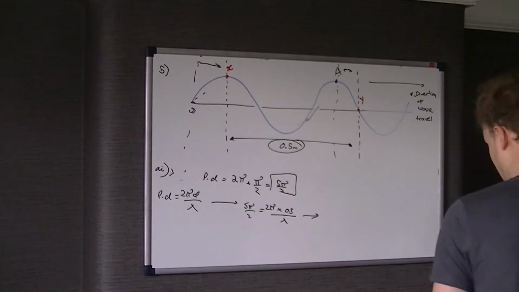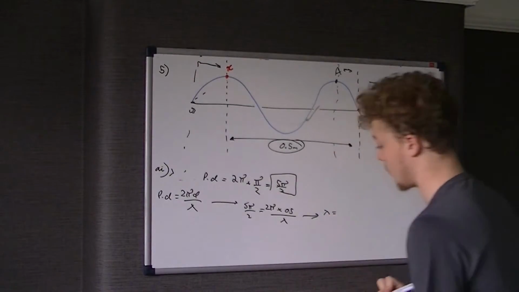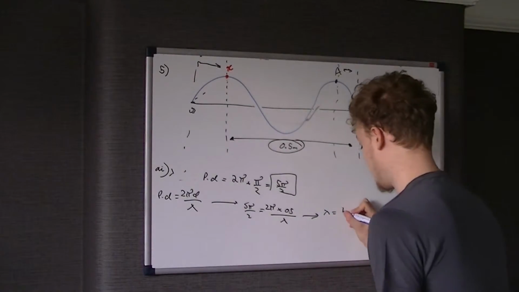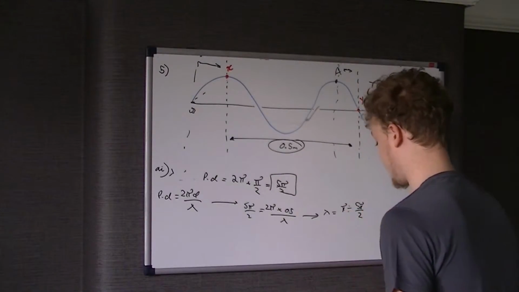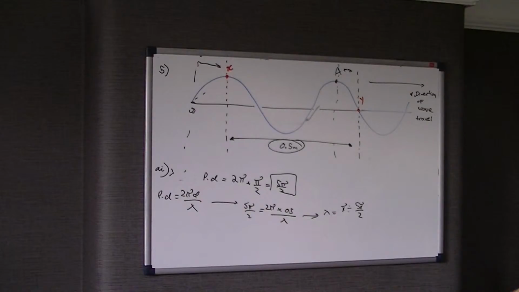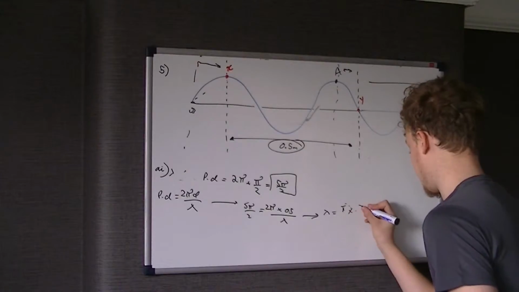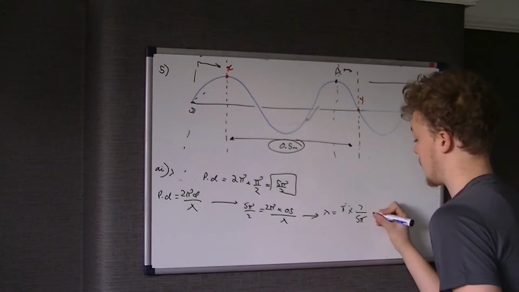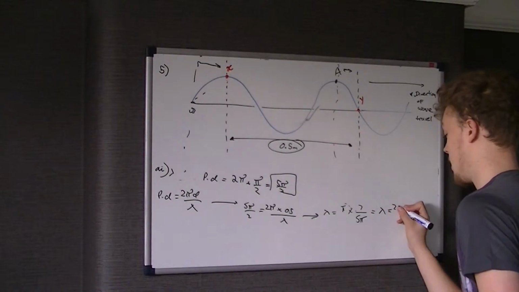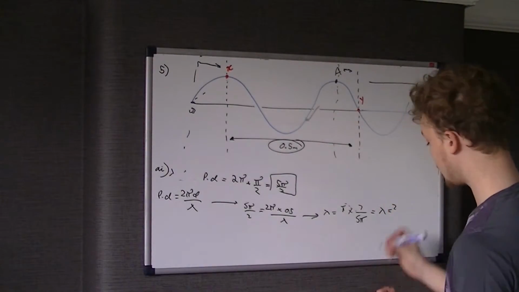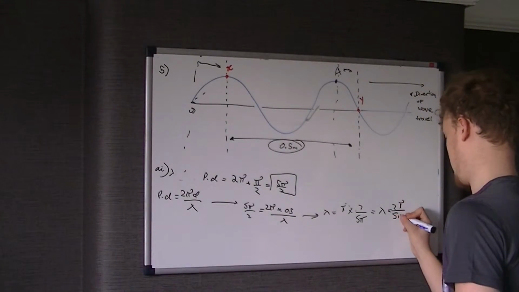So if you were to do that, obviously you would be left with lambda is equal, well, 2 times 0.5 is obviously 1, so it's pi divided by 5 pi over 2. Okay, and it's just a case then of flipping the fraction, okay? So pi times 2 over 5 pi. Okay, so obviously that means therefore the wavelength is equal to 2 pi over 5 pi.